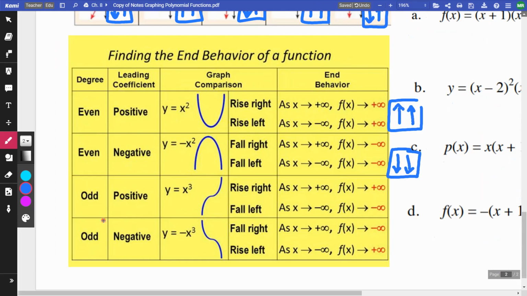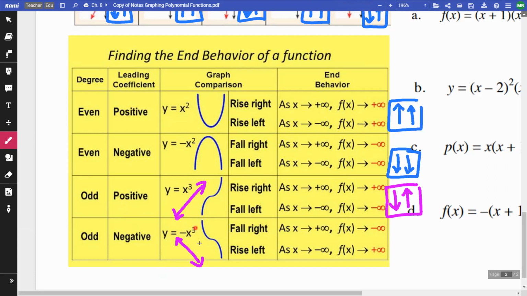Now, when we're dealing with odds, if it's a positive odd, here they're showing you an x cubed and a negative x cubed. I generally think of this as a positive line as an example. So if I'm thinking of a positive line, that would be an increasing line. A negative line would be a decreasing line. So you'll notice that if it's a positive and it's odd, whether it's this cubic one or this line, it's starting below and ending above. So this behavior is going to be down and up.